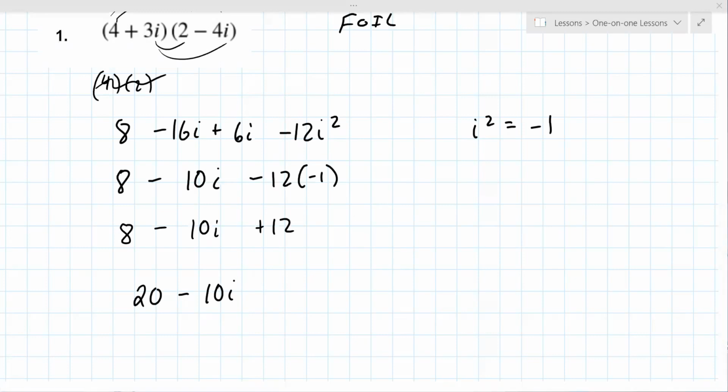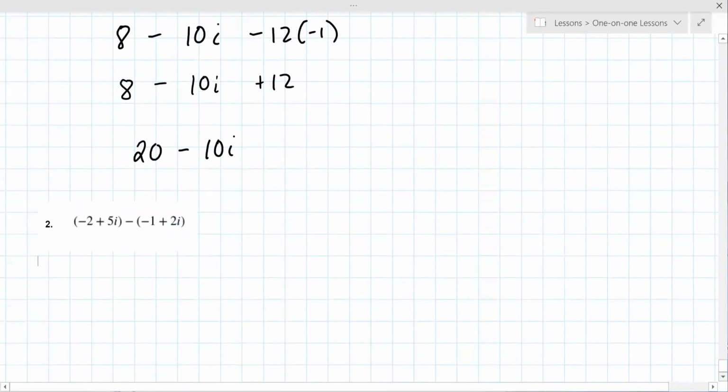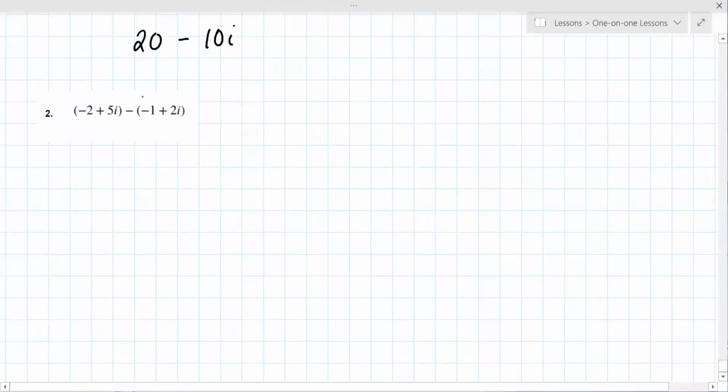Yeah, let's go to number 2. Number 2, I find, is actually easier than number 1. I don't know why they gave you this, but you need to distribute this negative in here: -2 plus 5i plus 1 minus 2i. Because you're just adding and combining like terms, that's why I think it's easier. You're combining the 5i with the minus 2i, and the minus 2 and the 1. So it becomes -1 plus 3i as your final answer on that.